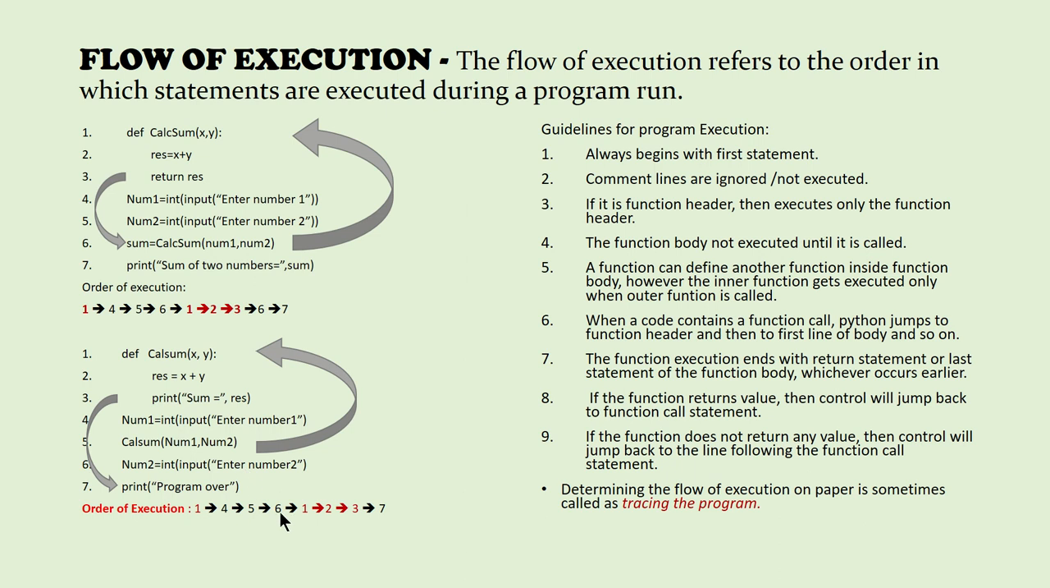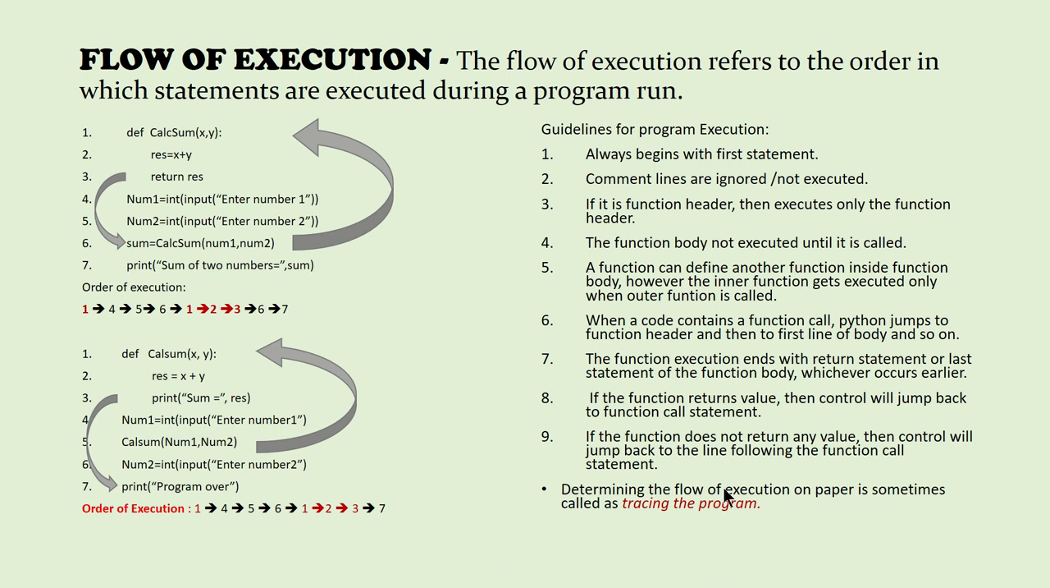So 4, 5, 6. After that, there is a function call statement, and the control will be transferred to the function. So it will execute 1, 2, 3. After executing 1, 2, 3, after the function call statement, I come back to the function call statement, and here I will come to the next statement after the function call. So these are all the guidelines. You have to keep them in your mind while executing the program manually.